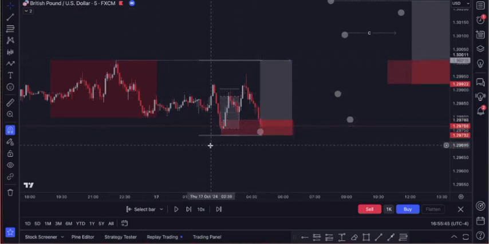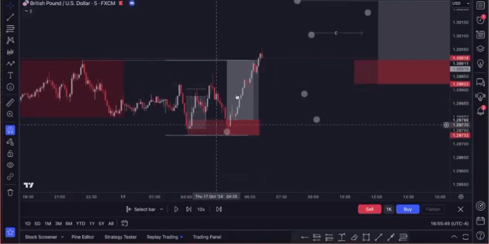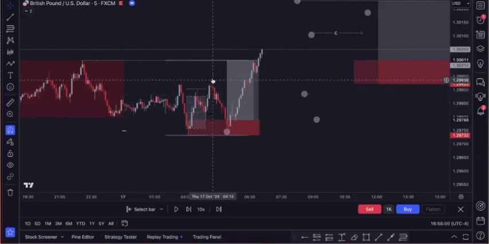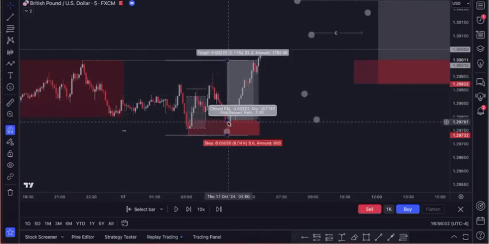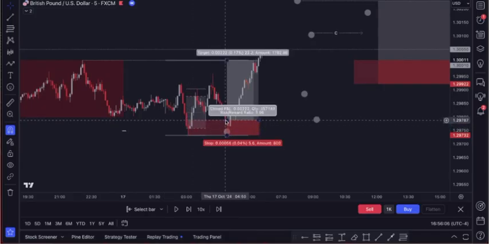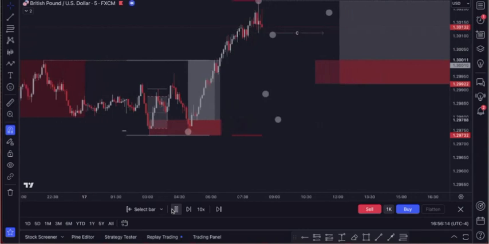So once we identified this level of demand and we play price, you can see we had that mitigation into our level, and price eventually had swept these Asian highs. That was this trade broken down in the most simple terms. We've basically had a bullish closure, price pulled back into some deeper discount, taps into the initial level of demand, remitigates into that level. We execute based on that mitigation and we target opposing liquidity. And that's basically how we trade this system.